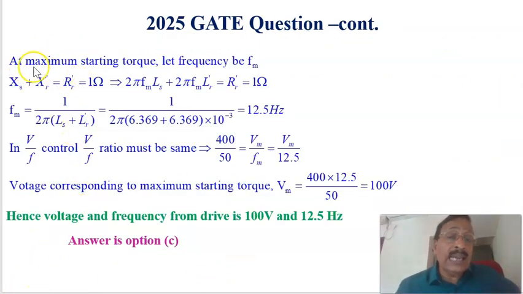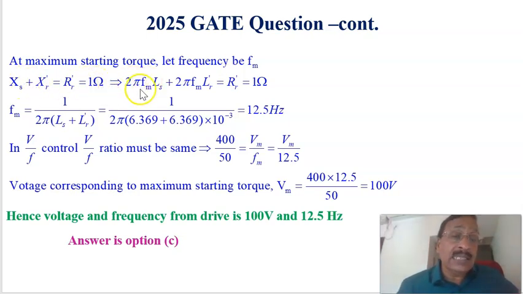Now, the question is that at maximum starting torque, what should be the voltage magnitude as well as the frequency, since we are using a V by F control. Therefore, let the frequency corresponding to the maximum torque be represented as Fm. Under maximum starting torque condition, total reactance is equal to the resistance. That is the condition to be applied. Therefore, XS plus XR dash corresponding to the maximum starting torque should be equal to RR dash, which is equal to 1 ohm here.